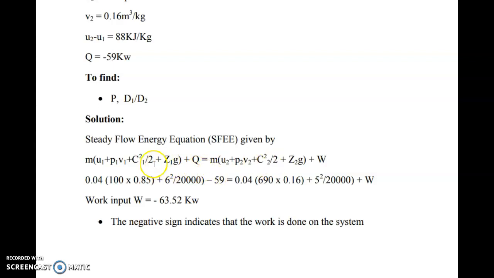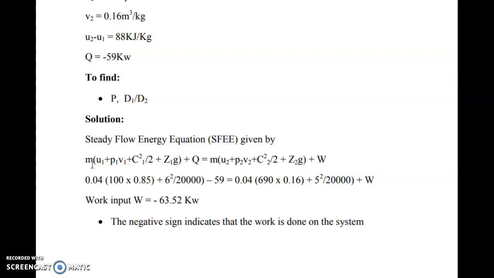Okay. So here now you substitute all the known parameter values in this general steady flow energy equation. Then we will be getting the value of unknown parameters. In this relation, we have neglected internal energy and datum energy parameters. So the only thing is flow energy, kinetic energy, heat transfer plus work done. Okay. So now the mass of the air is 0.04.